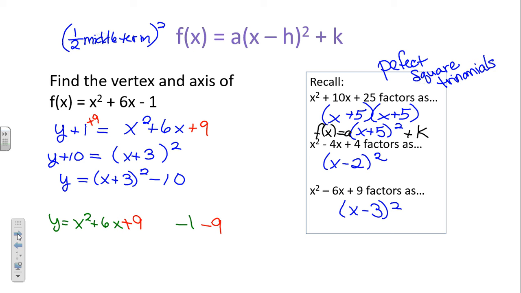What is the vertex of this parabola? -3, -10, because our h is 3, so x minus 3, right? Or plus 3 means I have to bring that 3 to the other side. H becomes -3, and k is -10. So -3, -10 is our vertex.